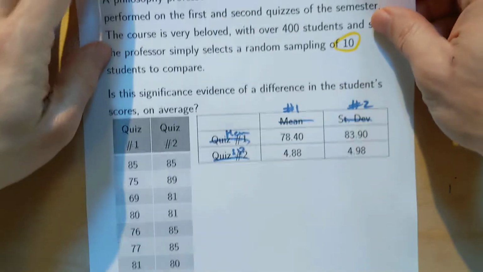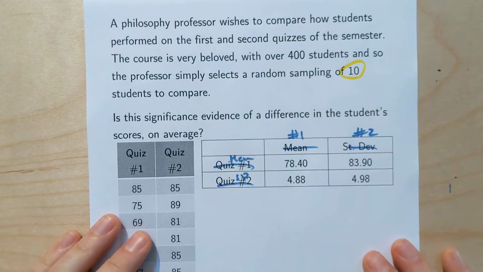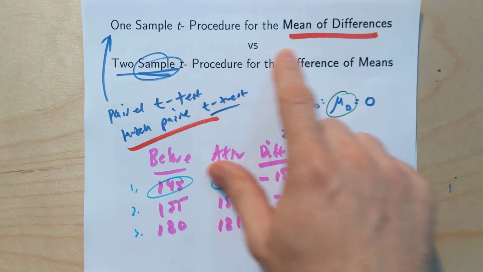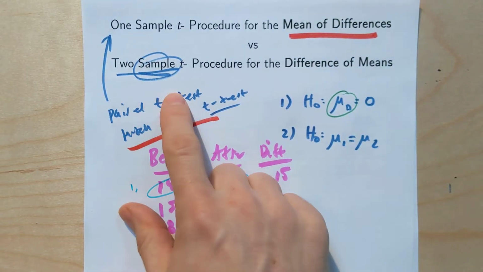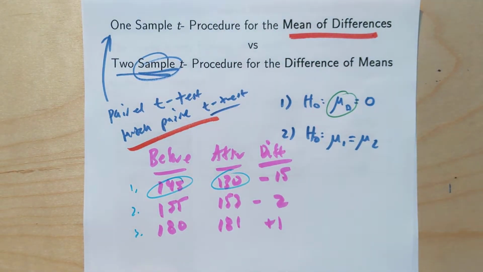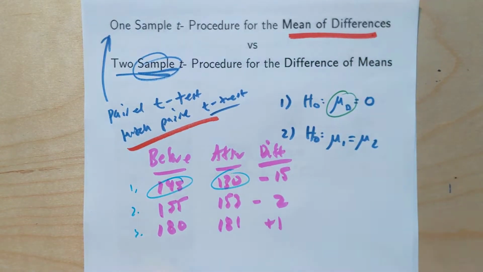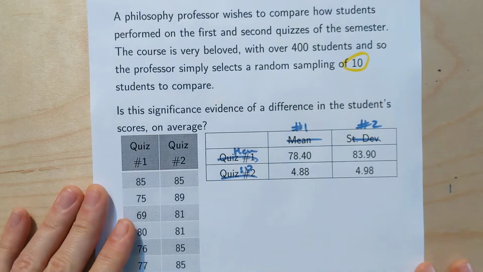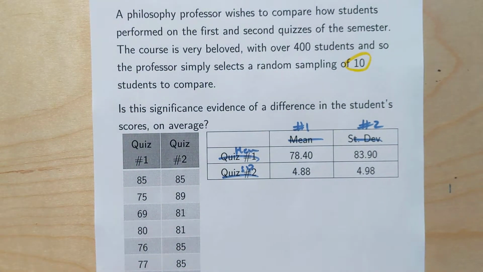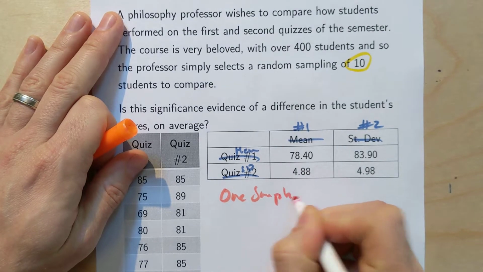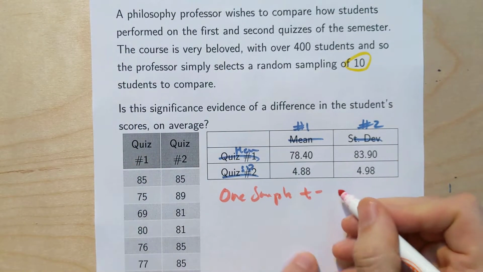So just looking at this, just think for a second, what type of procedure do you think we would use to analyze this? Would we use a one sample t procedure for the mean of differences, or a two sample t procedure for the difference of means, right? The difference between two separate means or the mean of the differences that we calculate. Which would we use here? Well, I'll tell you, the answer is, drum roll please, we are going to do a one sample t procedure. This is going to be a one sample t, right?